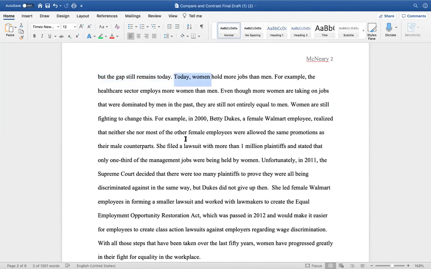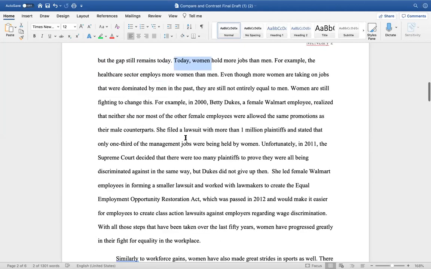Today, women hold more jobs than men. For example, the healthcare sector employs more women than men. Even though more women are taking on jobs that were dominated by men in the past, they are still not entirely equal to men. Women are still fighting to change this.